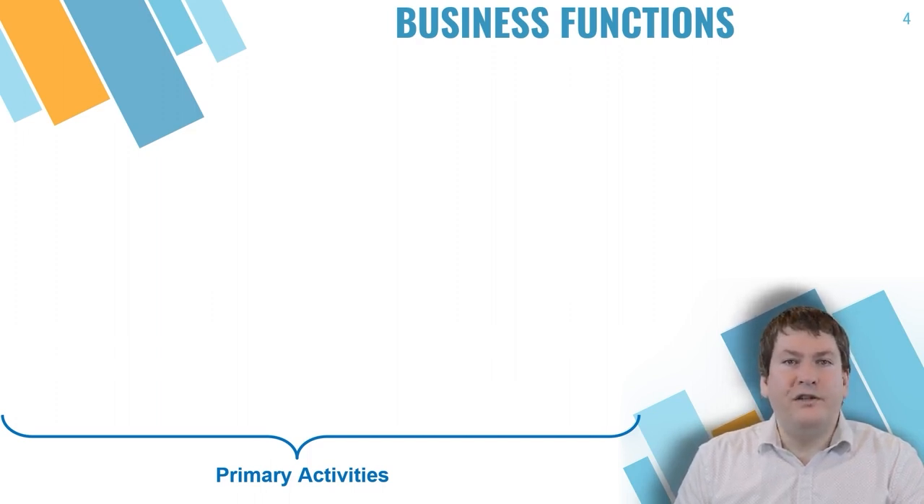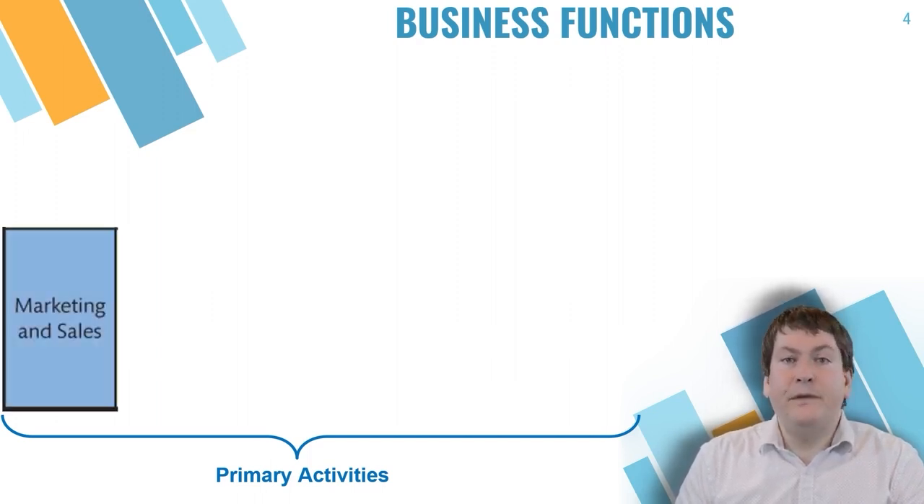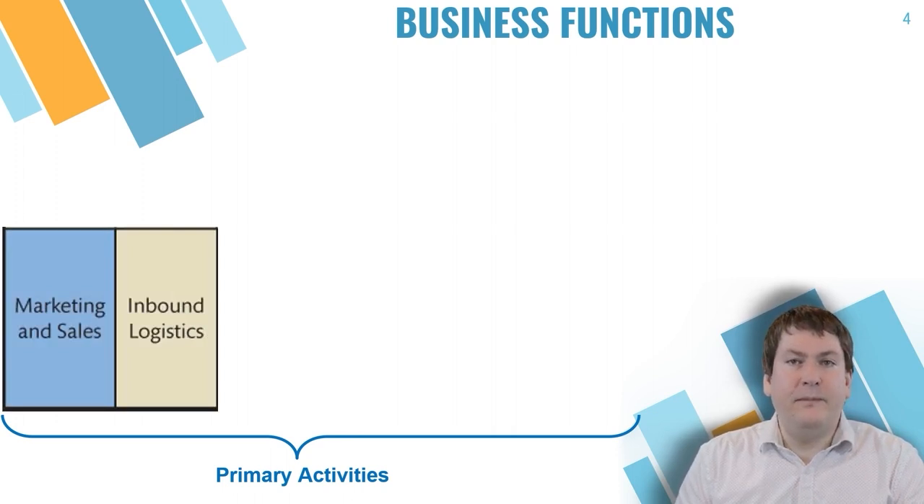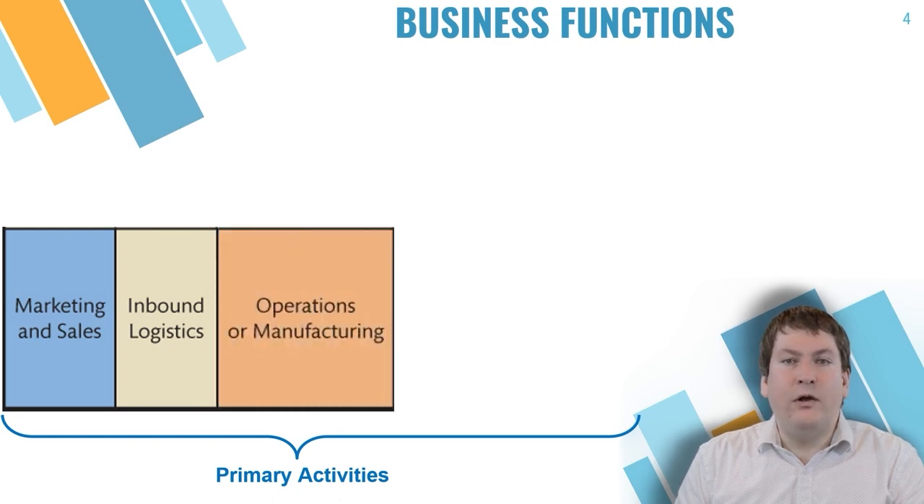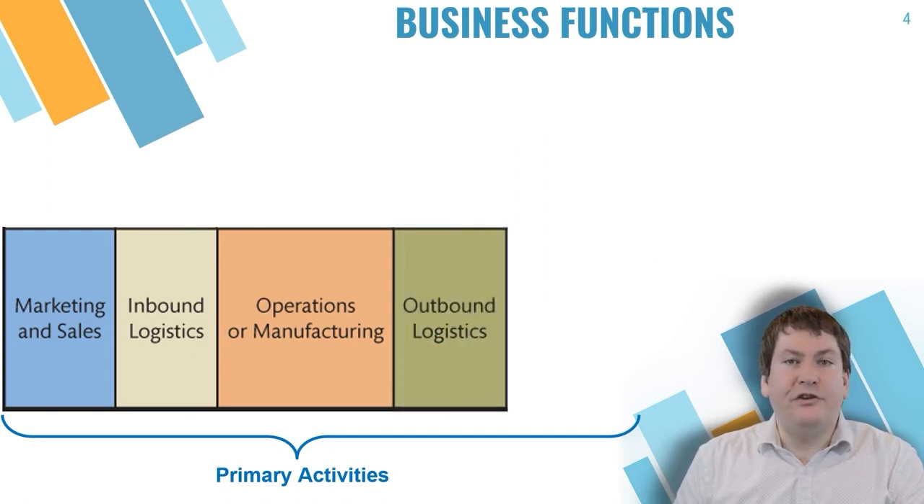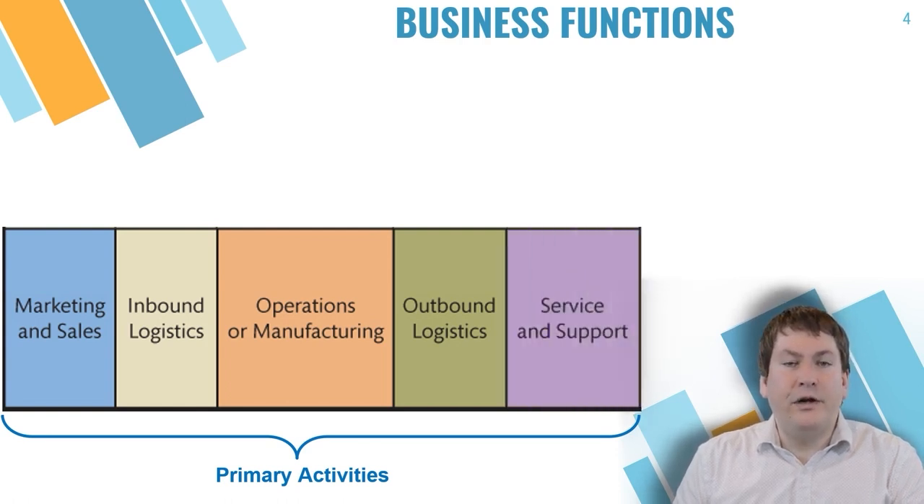These include core functions such as marketing and sales, and inbound logistics. Inbound logistics would be the handling of raw materials and supplies coming in and inventorying them. Operations or manufacturing. These would be the activities relating to actually producing or manufacturing your product. Outbound logistics, such as actually shipping your product out to your customers. And services and support. These would be providing customer support for your product after the purchase has been made.